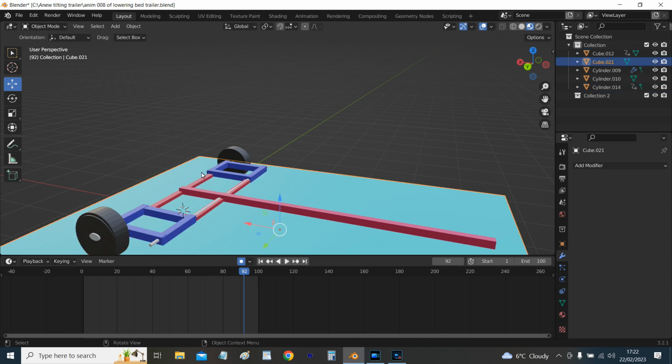So early days on the design, but looking promising.